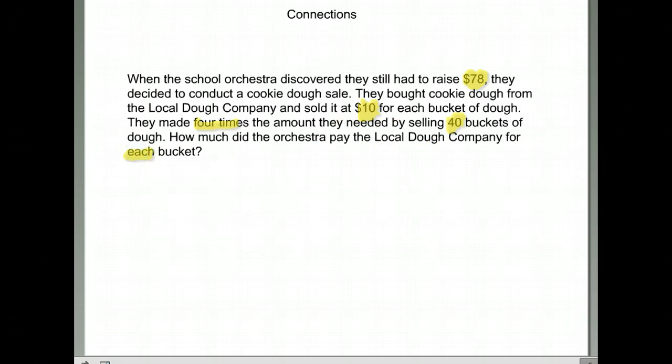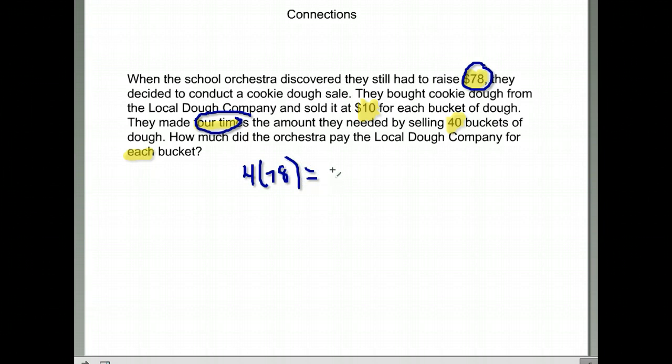So we kind of have to sit down and say, okay, what do we have going on here? They needed $78. How much did they end up making? It says they made 4 times the amount they needed. So they made 4 times $78. That's how much they made total on this cookie dough sale.